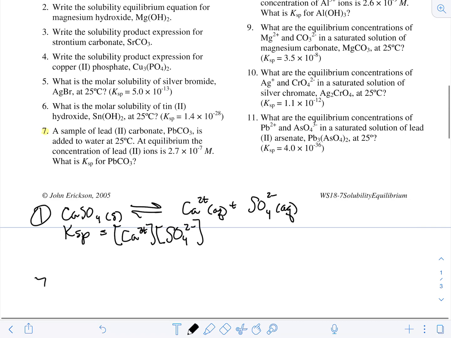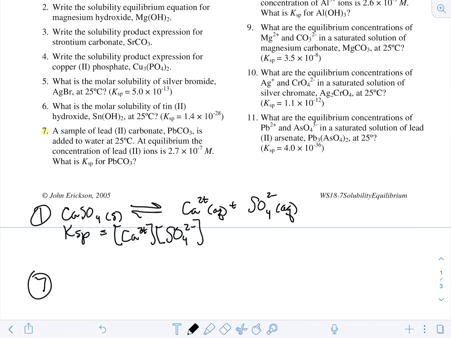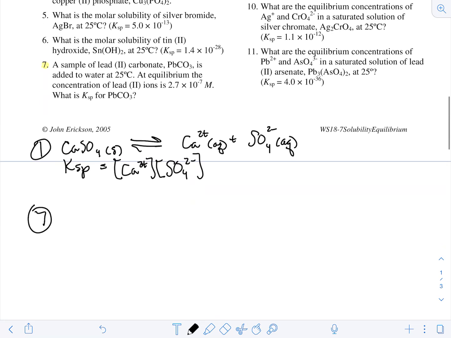Now I want to do an ICE table using number 7, and it says that... actually no, this is not an ICE table. This is the Ksp. Okay, I scratched that. We're going to do that one. All right, so once again, you have to write a balanced chemical equation for this, and this is a solid.